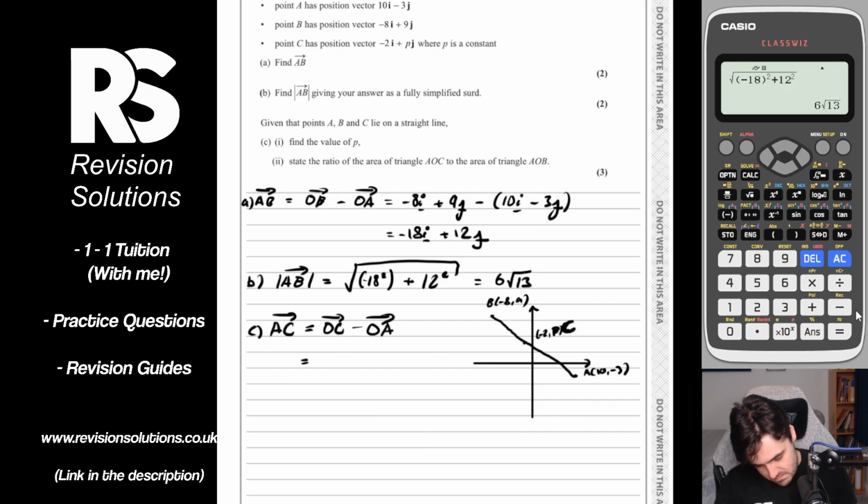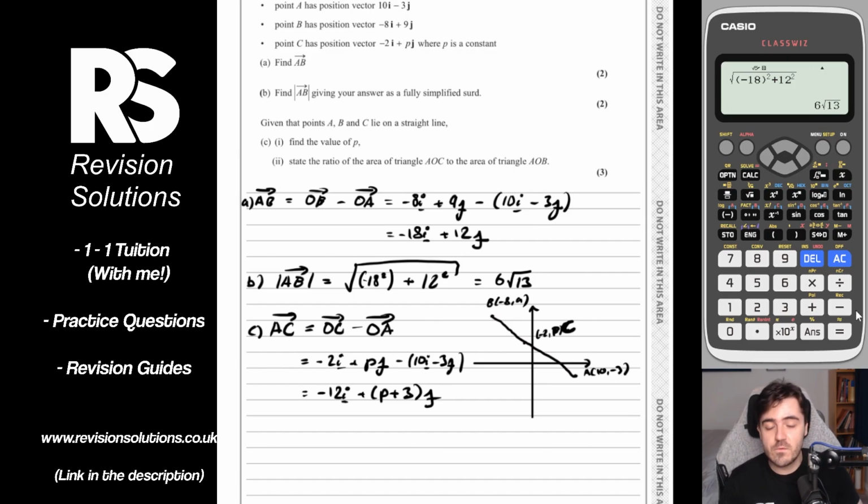That's going to be minus 2i plus pj, take away, and I'm in brackets again, 10i minus 3j. Simplifying that down, minus 2 minus 10 is minus 12i, and then we have p minus minus 3, which is p plus 3, so p plus 3j.